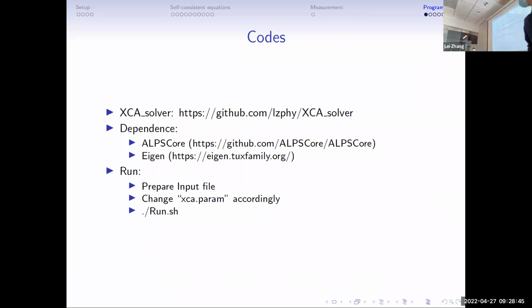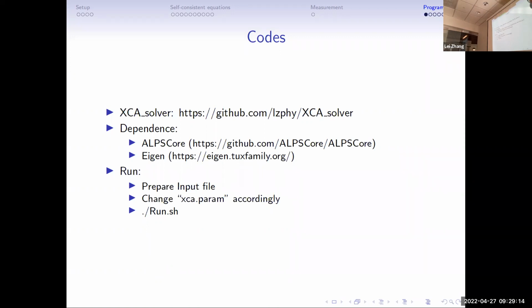Okay, finally, my code for the NCA OCA solver. I call it XCA solver because X can be a variable. It's on GitHub here. My code depends on two libraries: library 1 is XCore, and library 2 is the Eigen library, to use its matrix operation features.